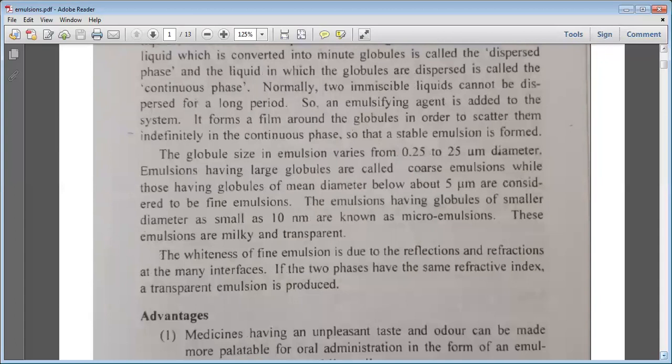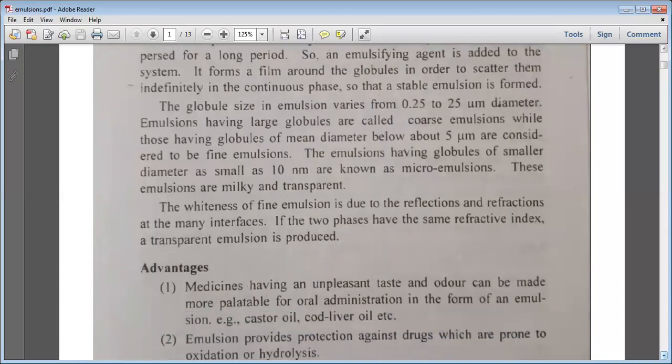Now, the whiteness of the emulsions. When emulsions are prepared, they form a milky white preparation. The whiteness of fine emulsions is due to the reflection and refraction at many interfaces. If two phases have the same refractive index, a transparent emulsion is formed. You have various types of emulsions prepared for cosmetics, for pharmaceuticals, and for parenteral preparations. It may be an oil-in-water or a water-in-oil type of emulsion.